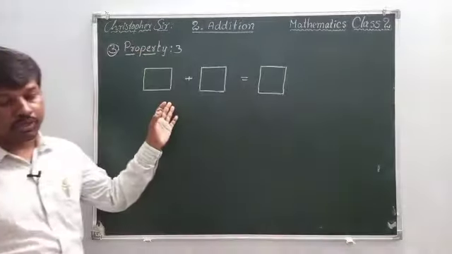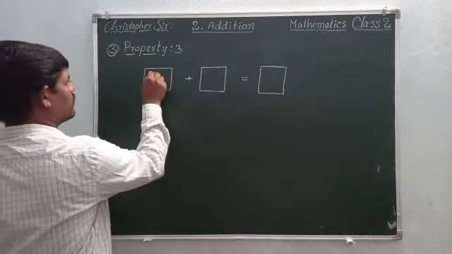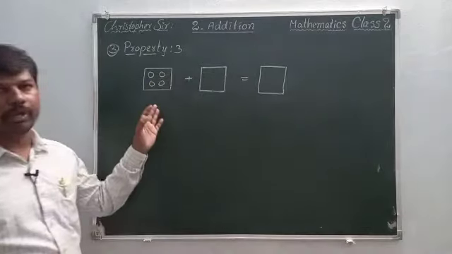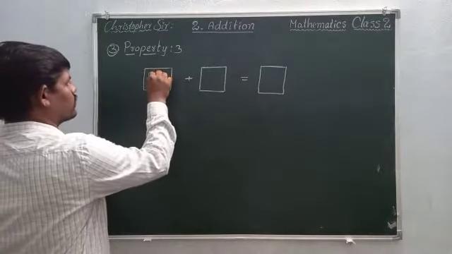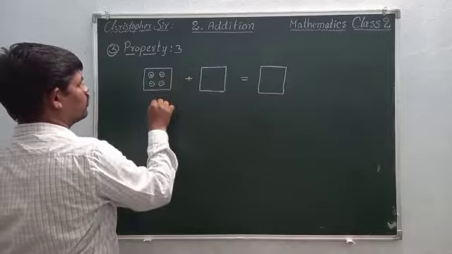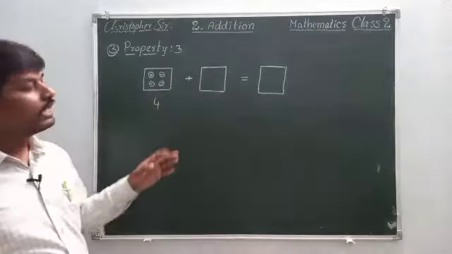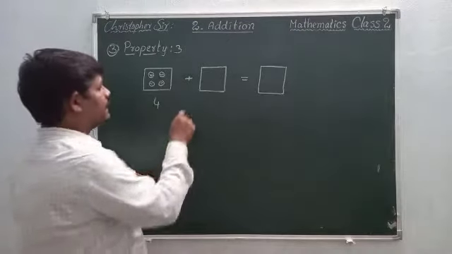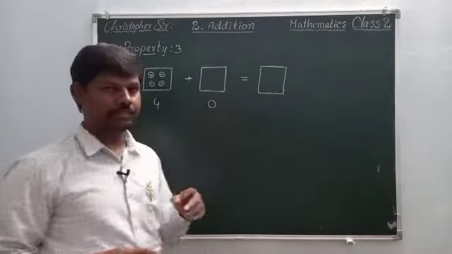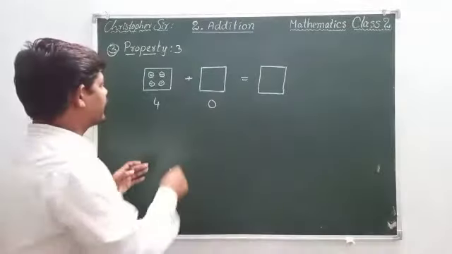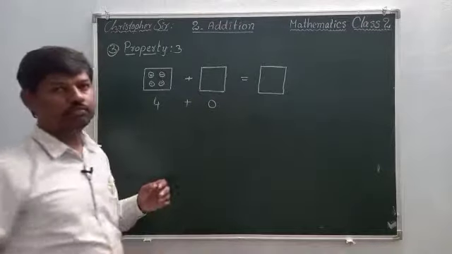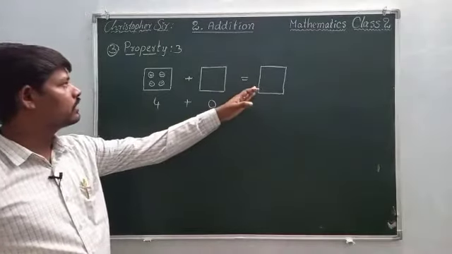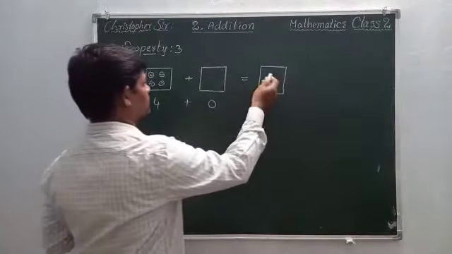In these boxes we have some balls. So here 4 balls are there in this first box. How many balls are there? 4 balls are there. Right here 4. In the second box there is no balls. So that means 0 balls are there. So we are adding 4 plus 0. 4 plus 0.